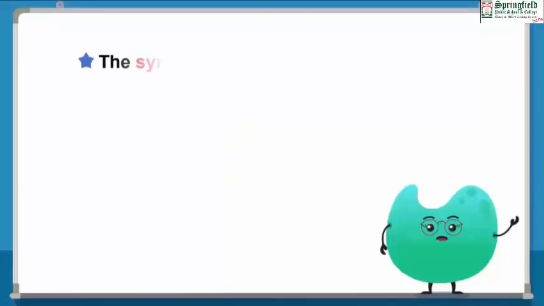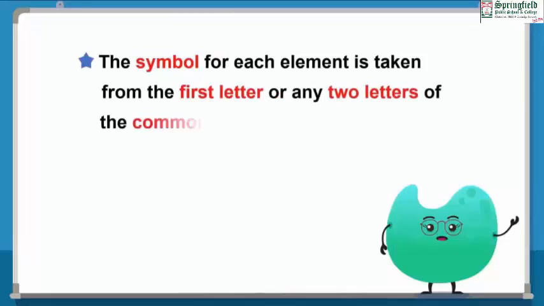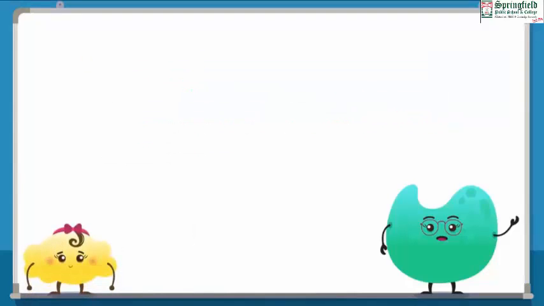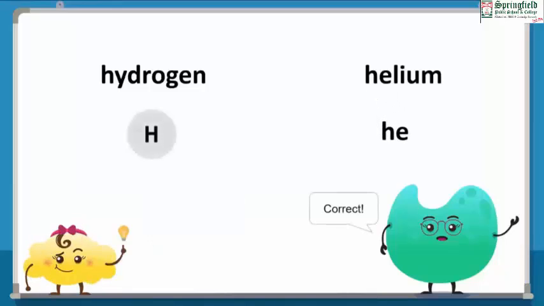The symbol for each element is taken from the first letter or two letters of the common name of the element or its Latin or Greek names. For example, what do you think the symbols for hydrogen and helium are? Correct! H from the first letter of hydrogen and He from the first two letters of helium.